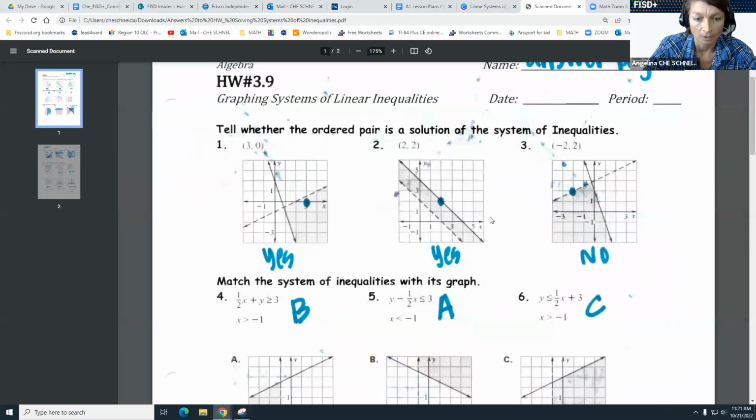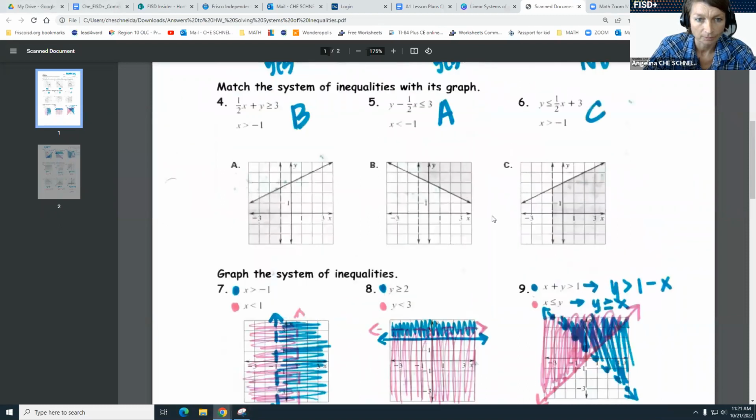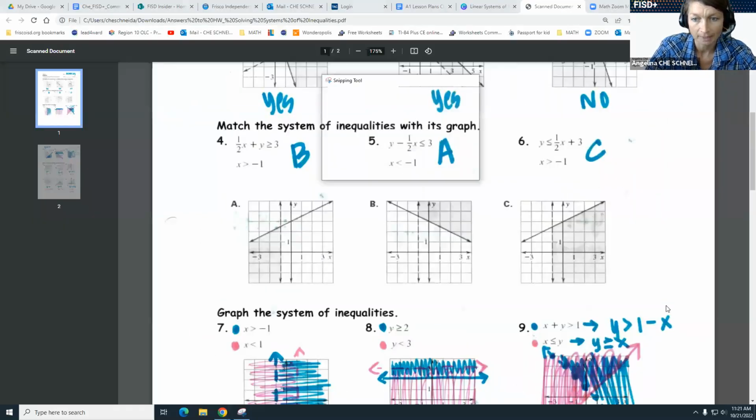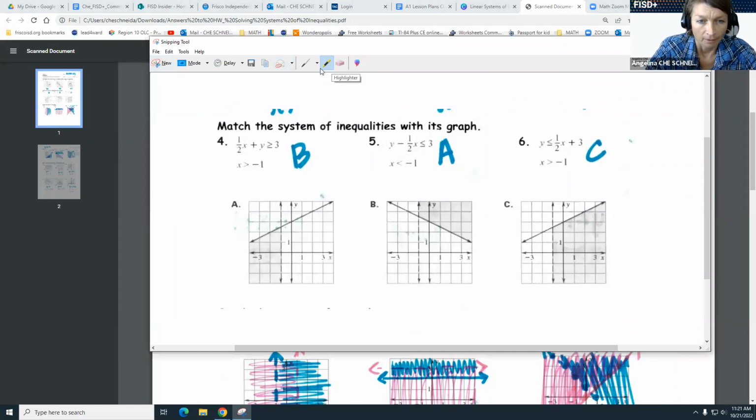On the second section, you are supposed to match the system. We're going to match the system and see what happens. Let's investigate. We have two inequalities given each time for number 4, 5, and 6. Each of those systems includes one inequality that only deals with x. There's no y. What happens? When you have just x, what kind of line will you end up having?